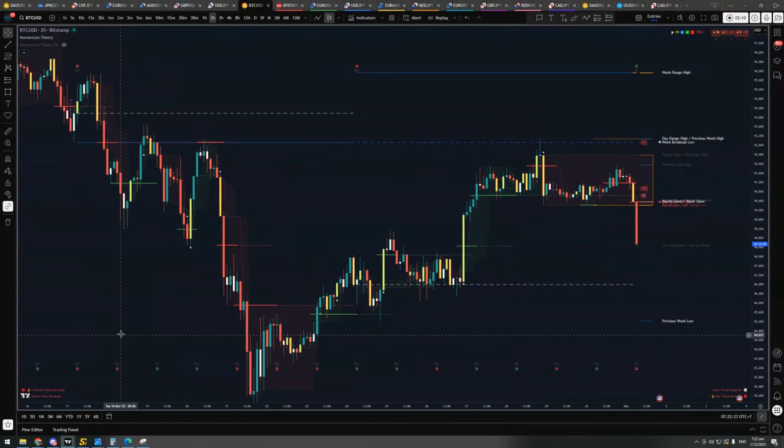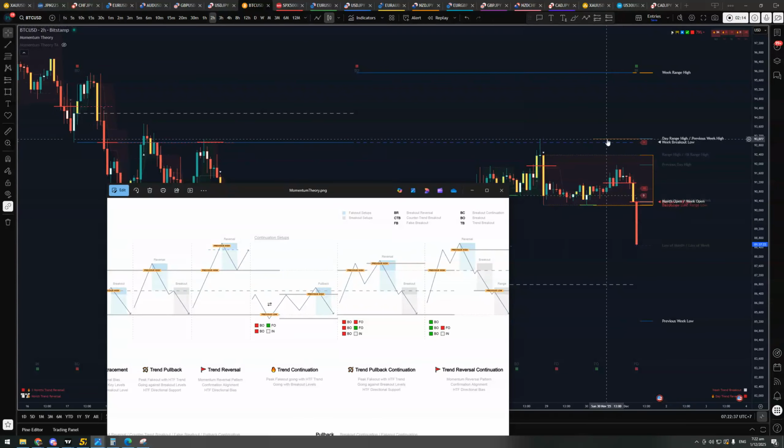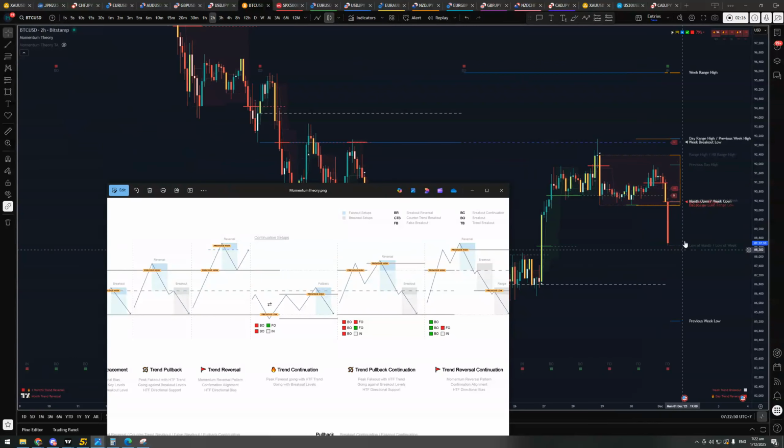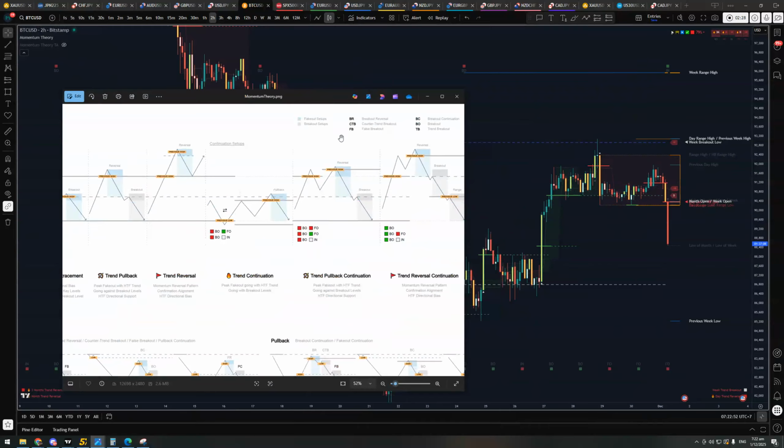So the setup for a trend pullback is for price to come up, fake out the previous week high, as well as the momentum time frame, which is right here, the previous day high. Want them both faked out, and then I can look for reversal patterns to take this back down. But obviously, right now it is just breaking down to the downside. So I don't have this trend pullback set up.